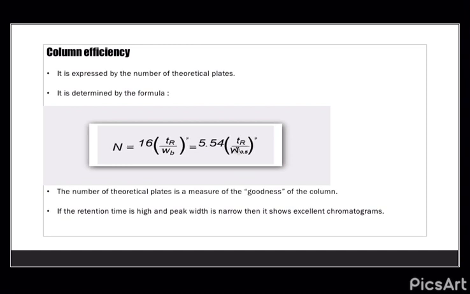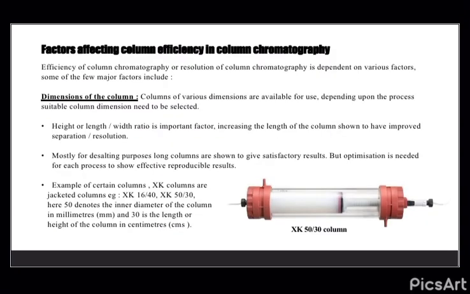Fine. The number of theoretical plates is a measure of goodness of the column. That means the more the number of theoretical plates, the better is the efficiency of the column. Another important point that we need to remember is that if the retention time is high and peak width is narrow, then it shows excellent chromatograms. Let's move on to our main topic, that is factors affecting column efficiency.